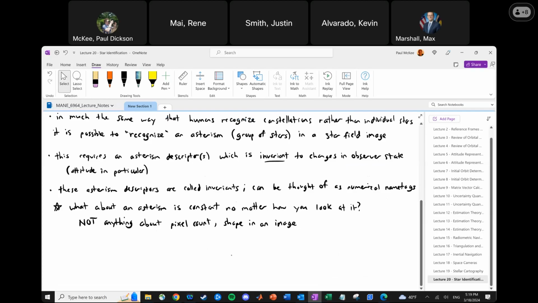If we have two stars, we have one interstar angle. If we have three stars, we have three interstar angles.